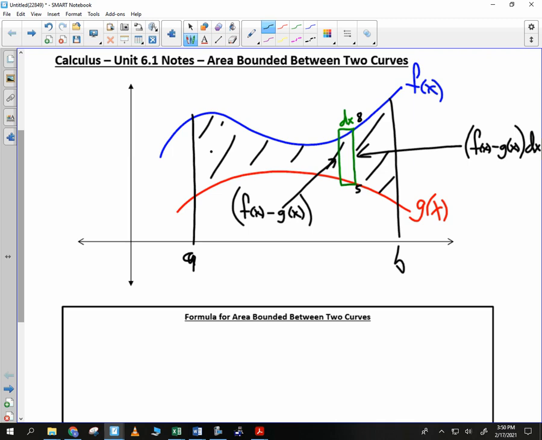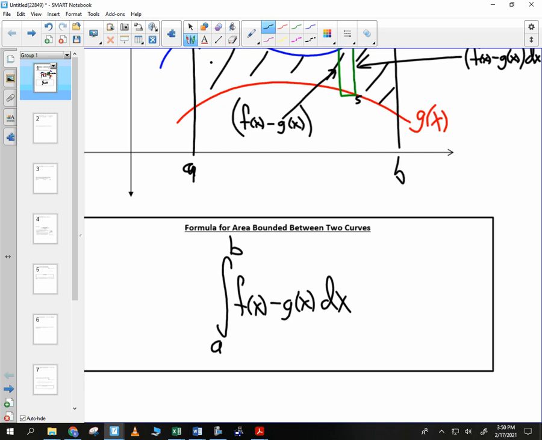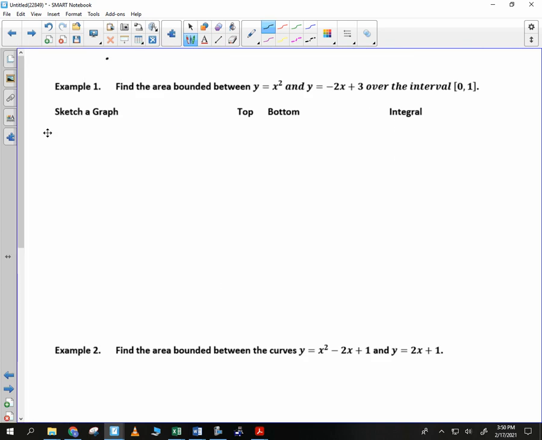But we don't want the area of one rectangle. We want the area of an infinite number of rectangles. And so we could go from 1 to infinity rather quickly by simply slapping on an integral, and that's what it does. And that's the beauty of it. Bound it from a to b, done. So subtract the top function minus the bottom function, and away we go. Let's check out a couple examples here.